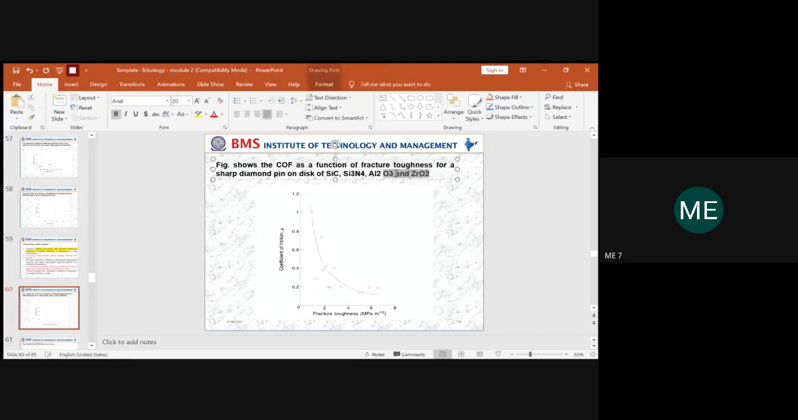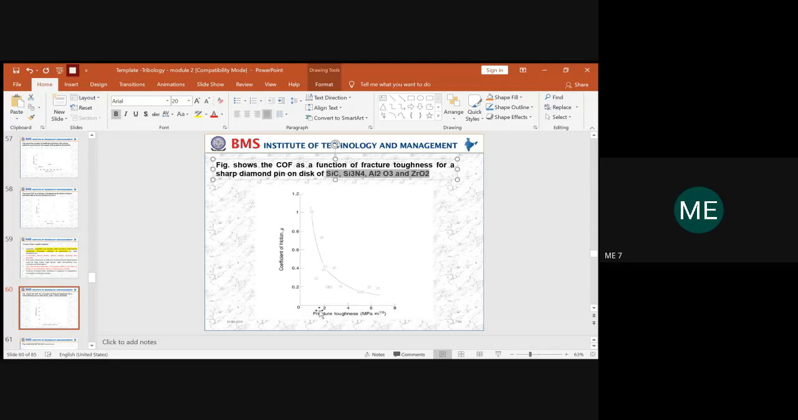You should be able to read the chemical formula properly if you're strong enough in your chemistry, right? Suppose you have a disk made up of silicon carbide, silicon nitride, aluminum oxide, zirconium oxide, and you have a sharp diamond pin on it. So how is the coefficient of friction varying with respect to the toughness that is being shown over here?